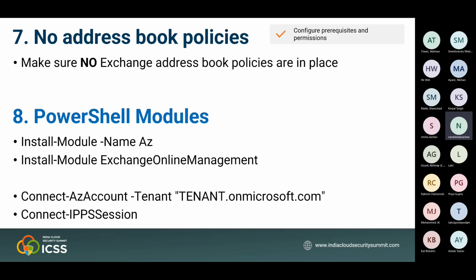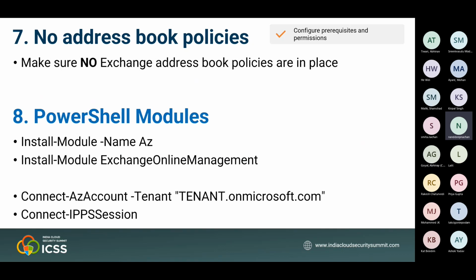Seventh thing is that we should have no Exchange address book policies, or ABPs, which allow you to segment users into specific groups to give them customized GALs, that means global address lists, in Outlook and Outlook on the web. And before you define and apply the information barrier policies, make sure no Exchange address book policies are in place.